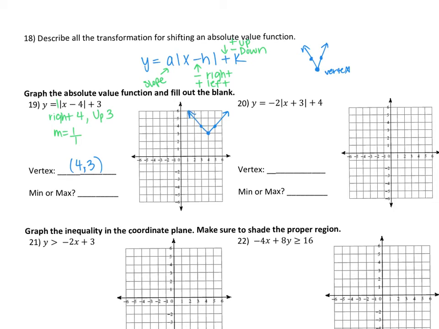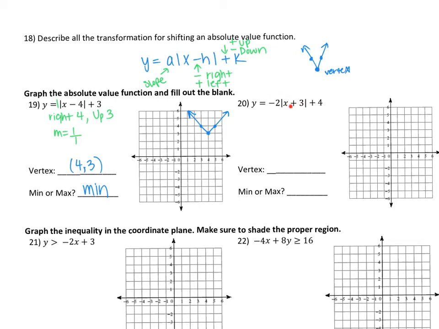And so when I look at this, here is my vertex. And what I notice is the lowest point on this V. So this is the minimum. And so there we go. We have 19 completed. Let's check out 20.